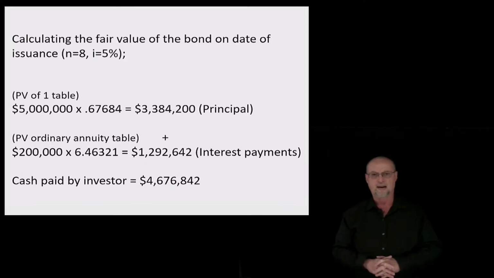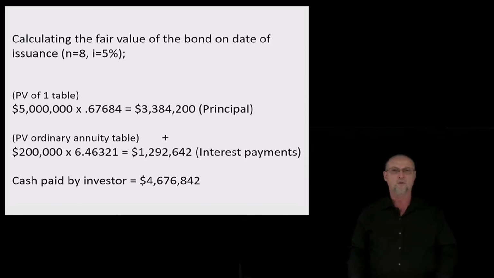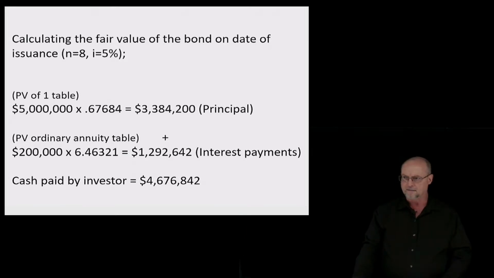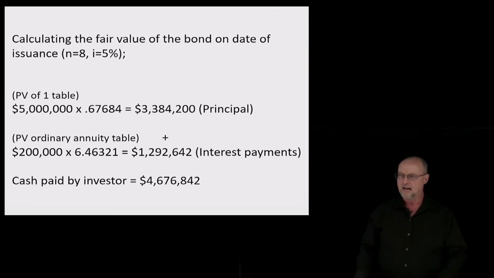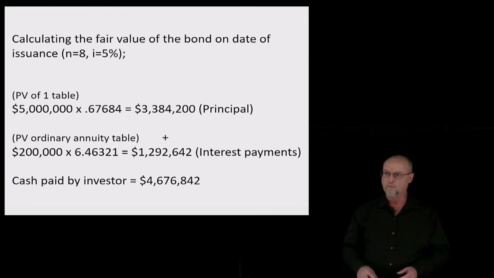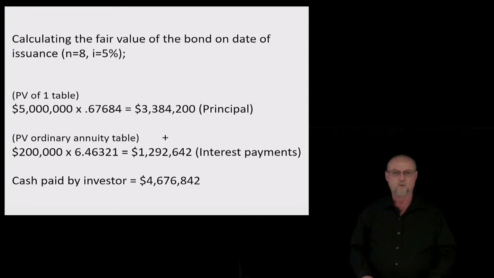Now we have to discount back to their present value all those interest payments. So we go to the present value ordinary annuity table, and the factor, again, n equals 8, i equals 5. The factor is 6.46, and we multiply that times 200,000 and we get 1,292,642. We add those two amounts together, and the total present value of all future cash flows is 4,676,842, which is the market value of these bonds on the date of issuance.